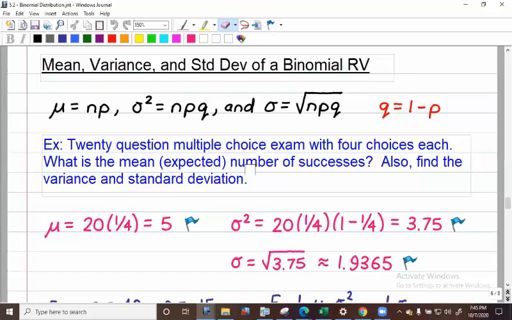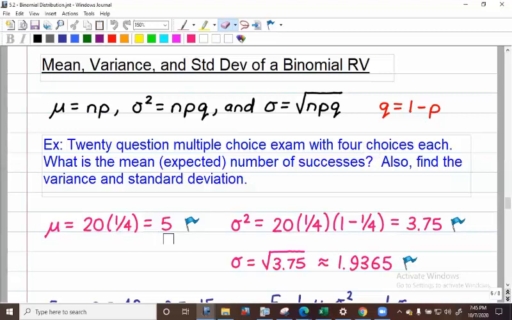All righty. 20 question multiple choice exam, 4 choices. What is the mean number of successes? Find the variance and standard deviation. Okay. The mean, we know the 1/4. We've already established that earlier because there's 4 choices. So you have a 1 in 4 chance of getting that correct. So it's literally just 20 times 1/4, which equals 5.